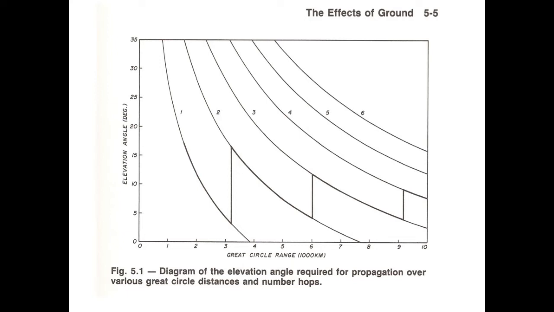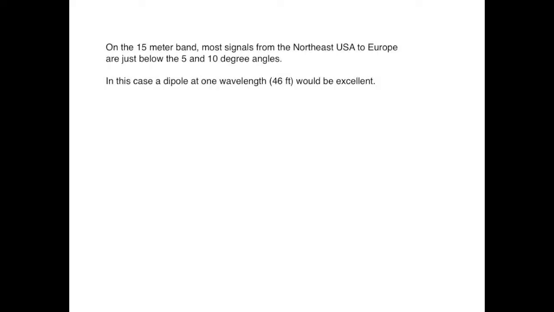And it will cover multiple hops: 1 hop, 2 hops, 3 hops, 4 hops. And these are for extremely long distances. On the 15-meter band, most signals from northeast USA to Europe are just below the 5 and 10-degree angles. In that case, a dipole, 1 wavelength or 46 feet, would be excellent.